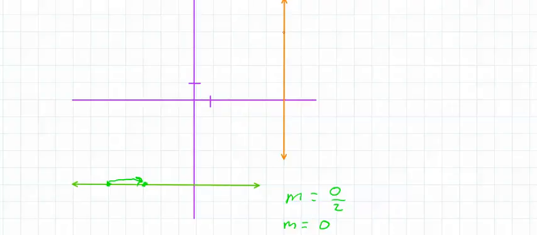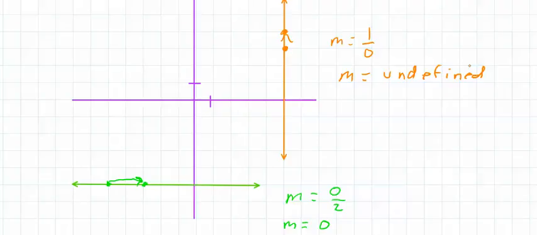This one, I'm going to pick this point and this point. Bottom point, I go up 1. So slope equals 1 over 0. We are not allowed to divide by 0, so my slope is undefined. Undefined.